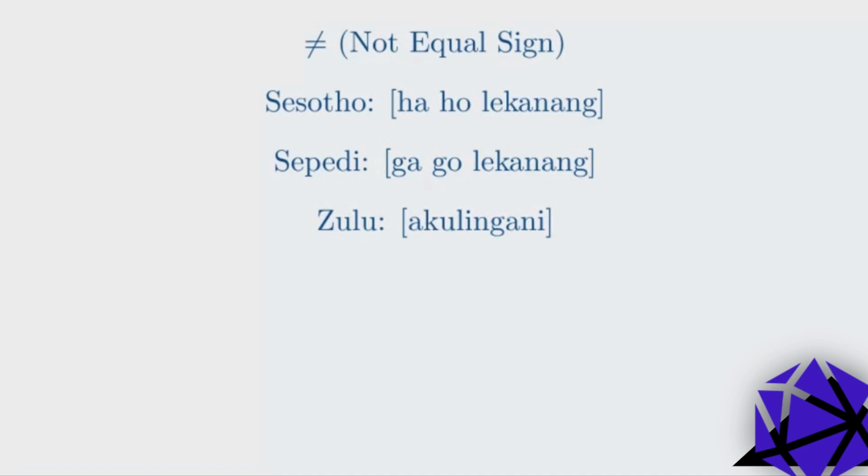For instance, we know that 2 plus 3 is 5. Is that the same as 6? No, it's not. So we can write that 2 plus 3 is not equal to 6.